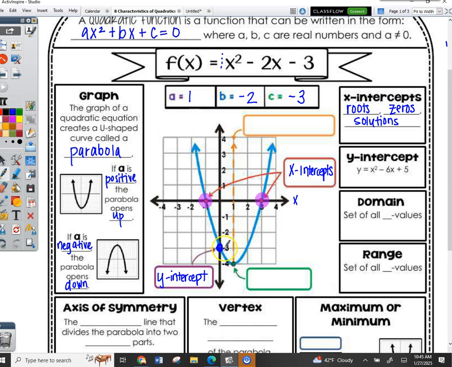In your head, I want you to think of what's the coordinates of this point right here. The coordinates of this point. 0, -3. Yeah, 0, -3.